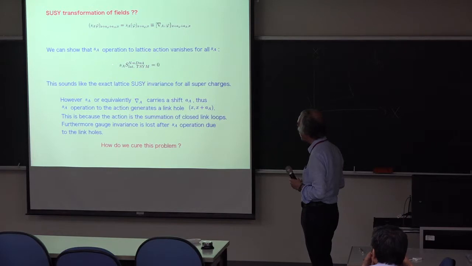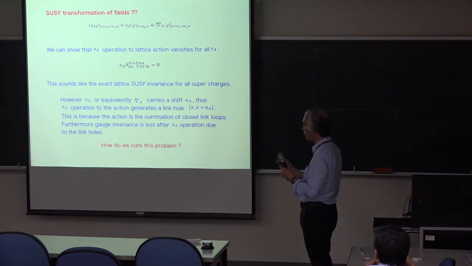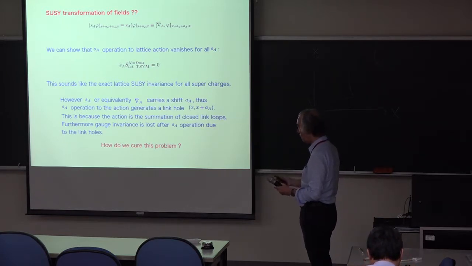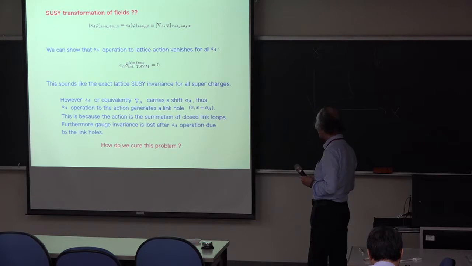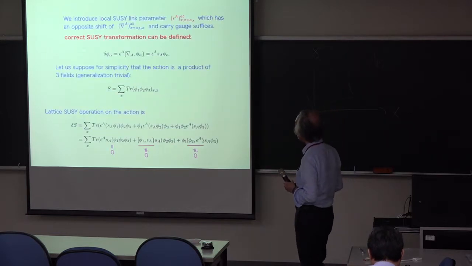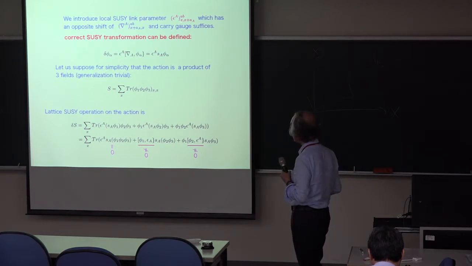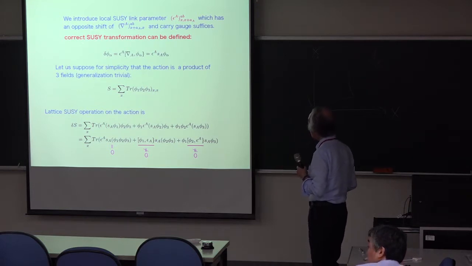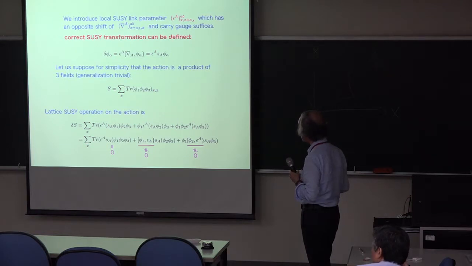With this notice, in the beginning we said that SUSY can be exactly realized on the lattice. But that was wrong, for this reason. The question is how do we cure it? We introduce a local SUSY link parameter, epsilon A, which has a local link nature, X plus AA dependence. But it's non-abelian now, so it has gauge suffixes, and has an opposite shift of lambda A. So we claim this is the correct SUSY transformation.